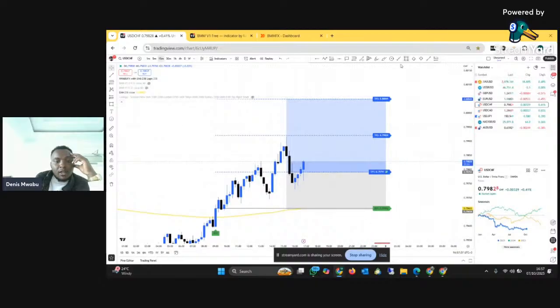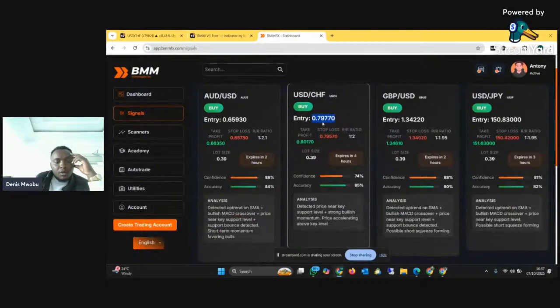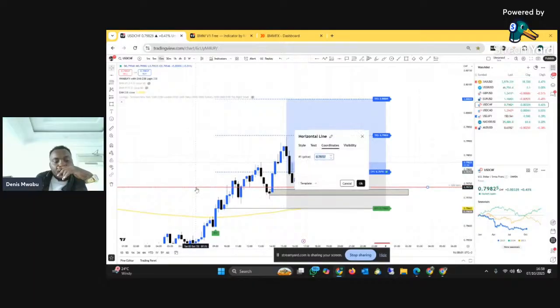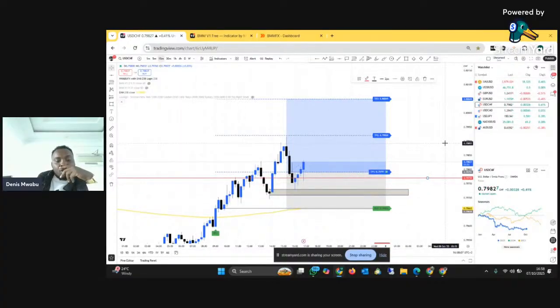That was a good buy though from the signal center. From the signal center, this is a good buy. You can see USDCHF here buy at 0.9770. BMM version 2 is giving you a buy, and also our signal center is also giving you a buy.